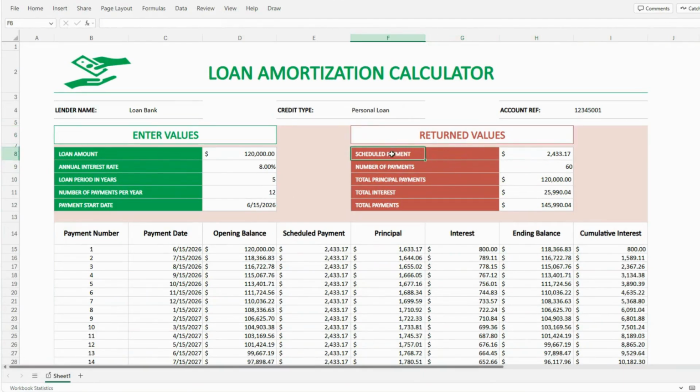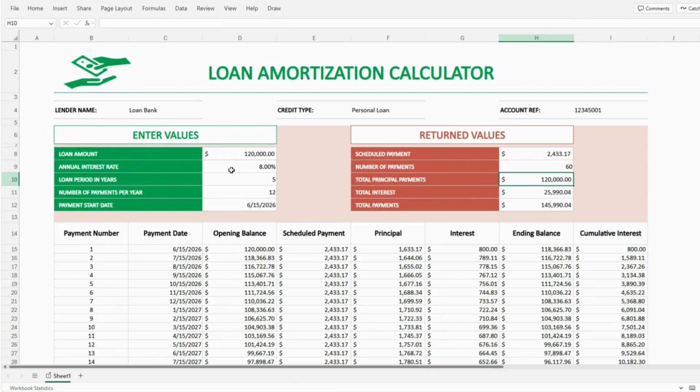The scheduled payment is your minimum payment, the amount that is required to service this debt of 120,000 at an interest rate of 8%, which is supposed to be paid over 5 years, with 12 payments per year. You are required to pay 2,433.17. It also translates the actual term into months, or number of payments. It's telling you that you're going to make 60 payments of 2,433.17.